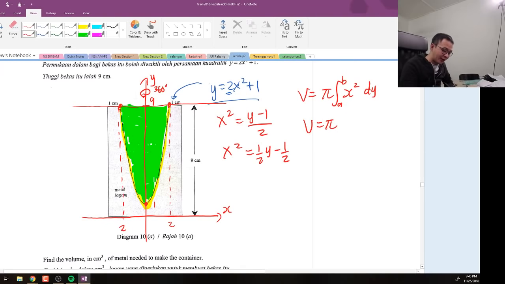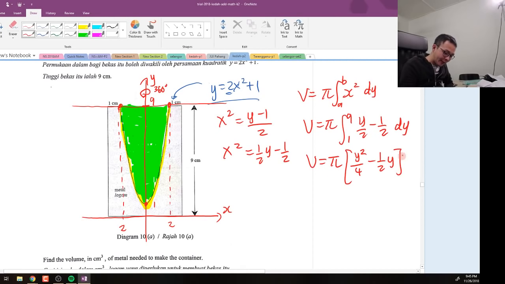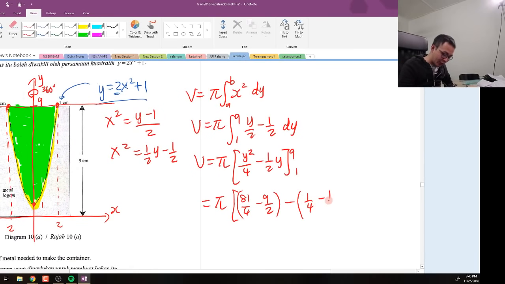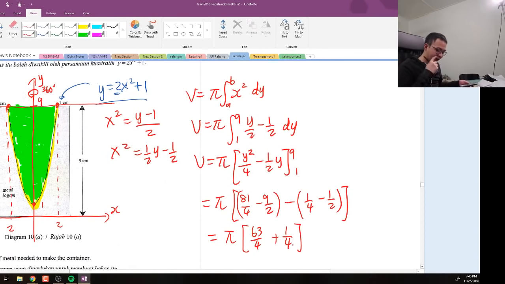You know it's integrated from 1 to 9, so I integrate from 1 to 9: y over 2 minus 1 over 2 dy. If I integrate this, y gives me y squared over 4 minus half y, from 1 to 9. Now I need to find the volume by substituting. You get 81 over 4 minus 9 over 2, and then minus 1 over 4 minus 1 over 2. Solving this gives 63 over 4 minus 1 over 4 minus half plus 1 over 4, so 64 over 4, which is 16 pi.